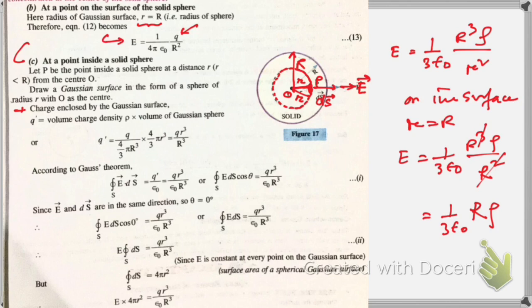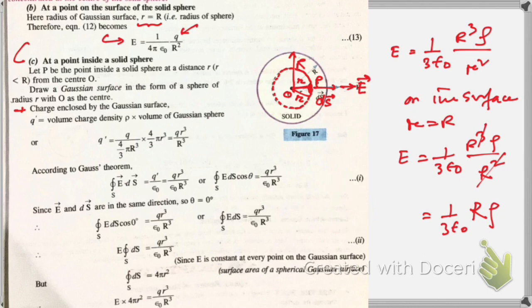As we are taking the point inside the sphere, we have to take the charge which is distributed within this part of the sphere, not the charge in the whole sphere, because now P is inside this sphere. So we have to take the charge enclosed by this Gaussian surface, which is drawn through the point P. Hope you have got what I am trying to say.